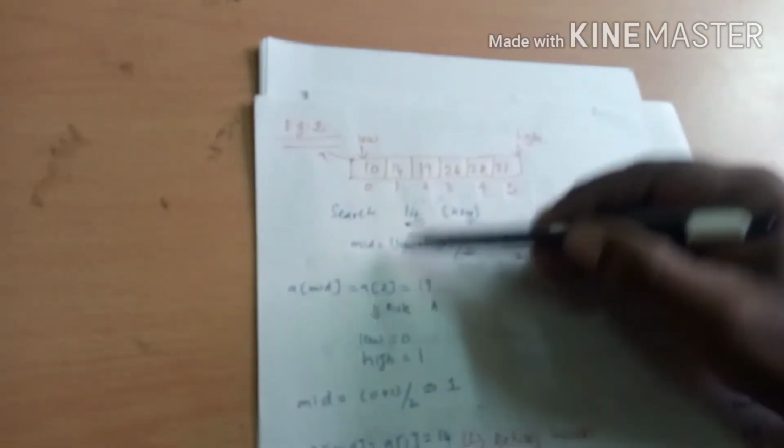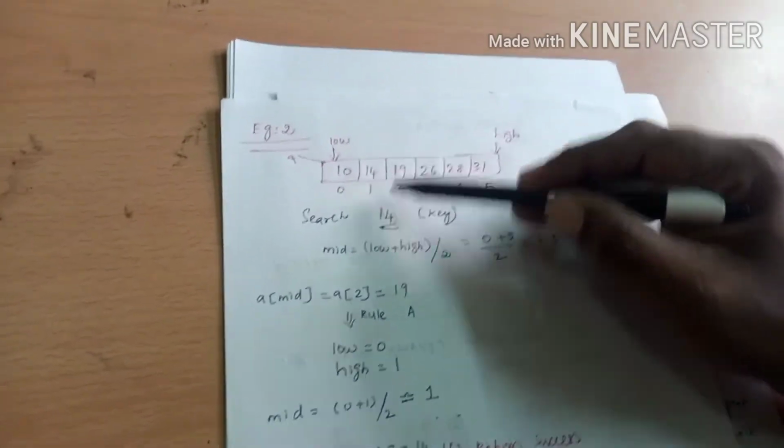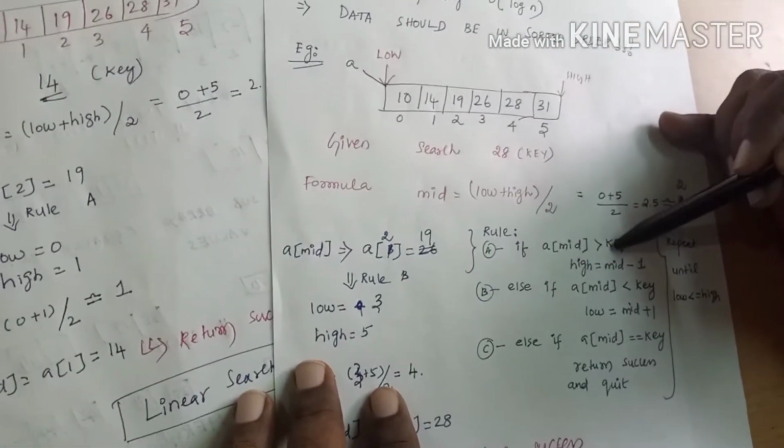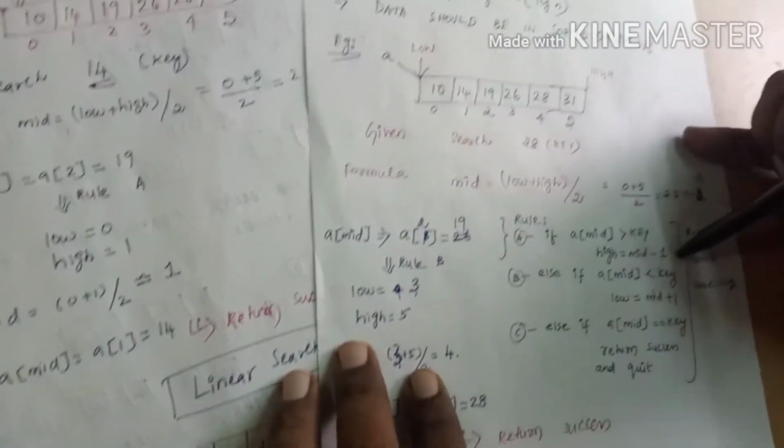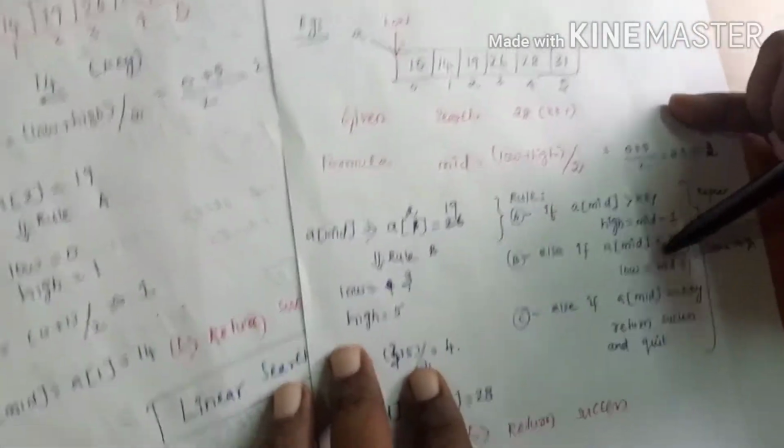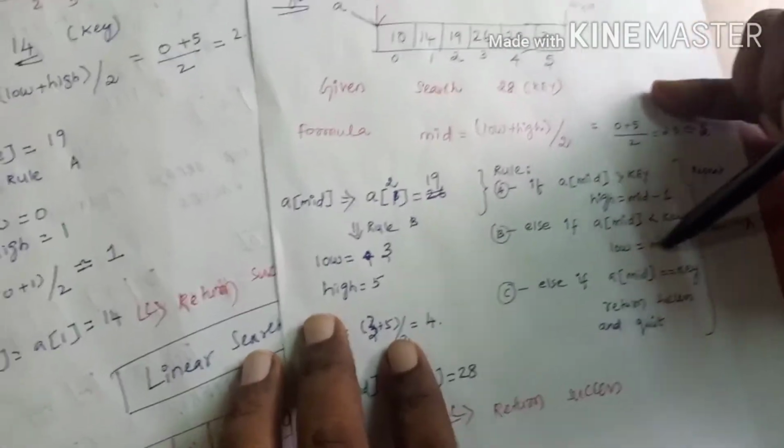So what is A of 2? 19. Now you compare 19 and 14. 14 is lesser than 19. So just remember the rule. What is the rule? Rule A: if A of mid is greater than key, we have to adjust high as mid minus 1. If A of mid is less than key, then we adjust the low value: low equal to mid plus 1.